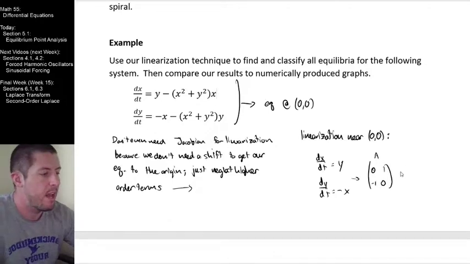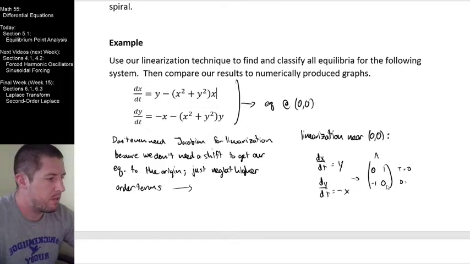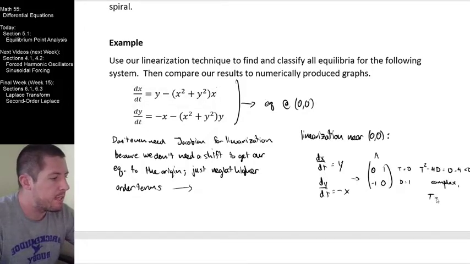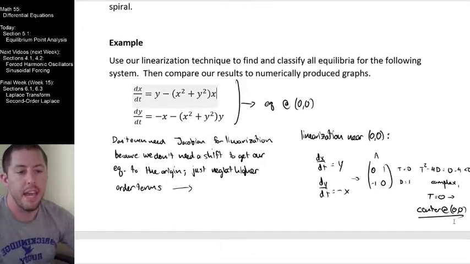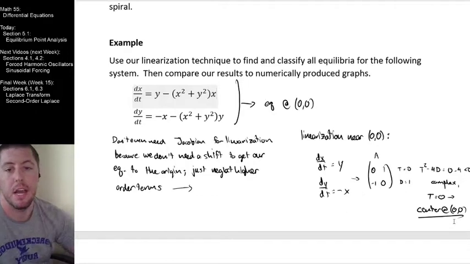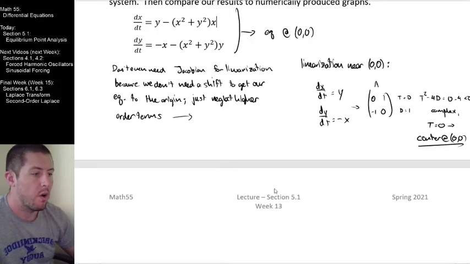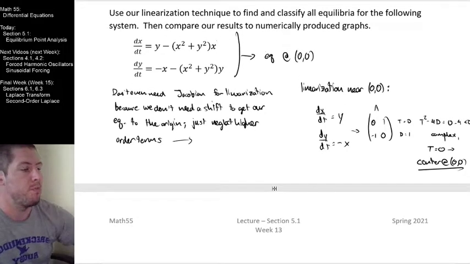Here's our A matrix then. I can go ahead and compute my trace to be 0. I can compute my determinant to be 0 minus negative 1, which is positive 1. I can see that t squared minus 4d is going to be 0 minus 4, which is less than 0, so we're getting complex stuff. And t equals 0 says we're getting a center at 0, 0. So there's my classification based on linearization, that I'm expecting closed orbit trajectories right here, a center about the origin. So now let's go ahead and then compare our results to numerically produced graphs.